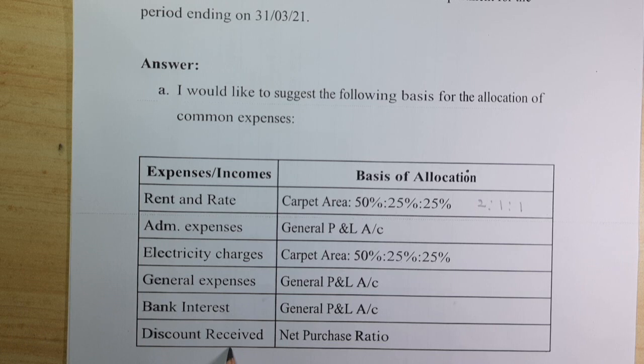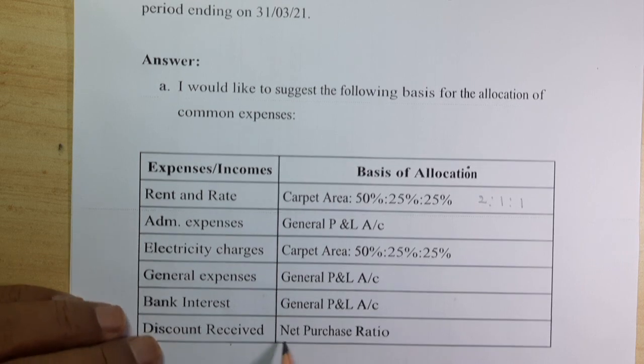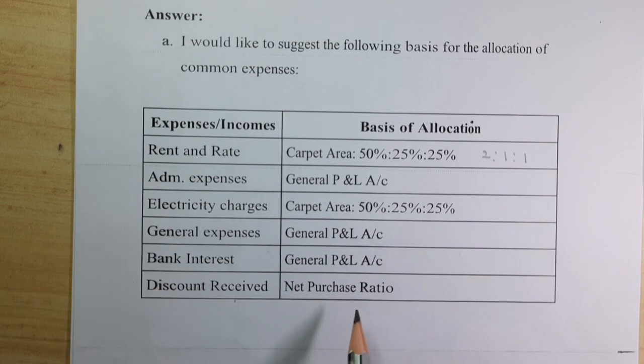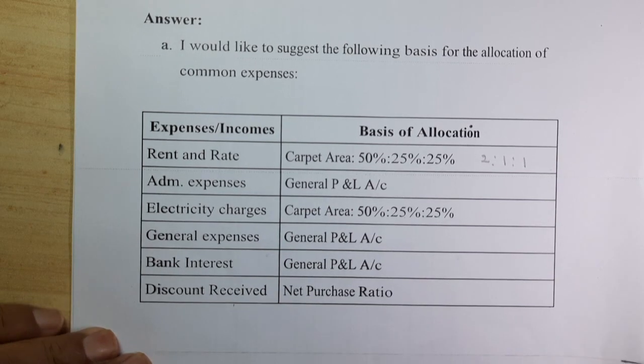Discount received is nothing but related to purchases. So net purchases ratio. If it is discount allowed, it is on sales or revenue. We will call it revenue. So this has been done.